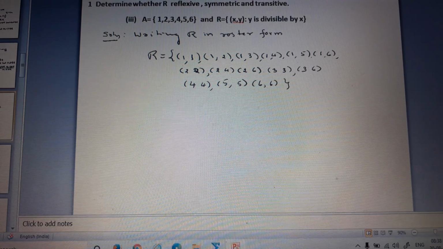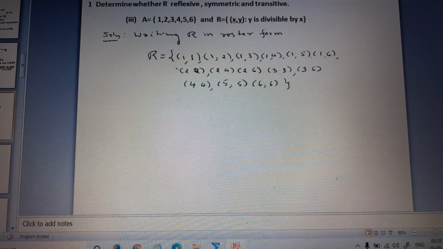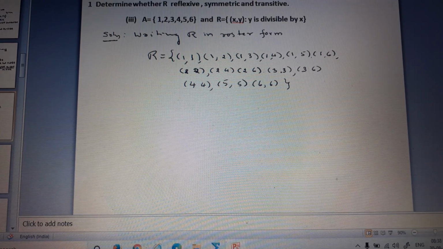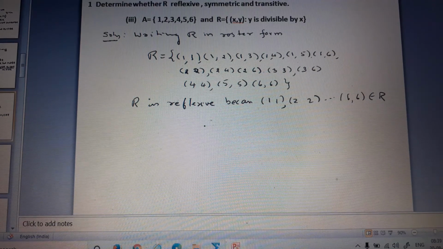So now you decide whether it is reflexive. Yes, because (1, 1) is there. Then here (2, 2) is there. Then here (3, 3), (4, 4), (5, 5), then (6, 6). Therefore you can definitely say R is reflexive because (1, 1), (2, 2), etc., (6, 6) belong to R. Or you can also write (x, x) belongs to R for every x belongs to A. That also you can write.